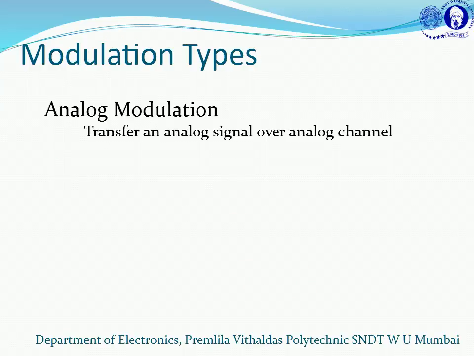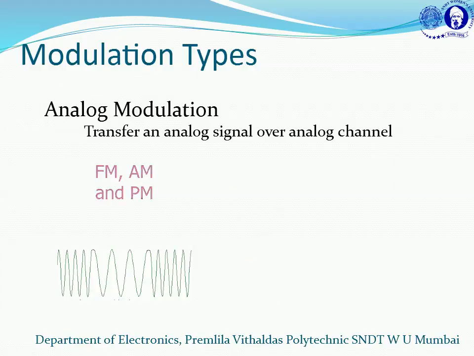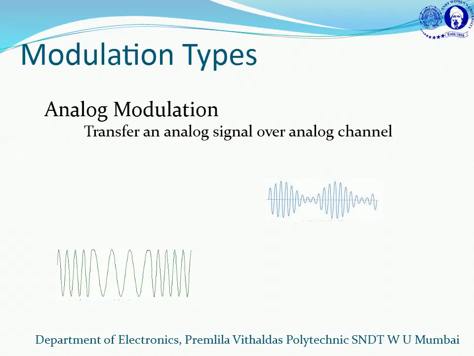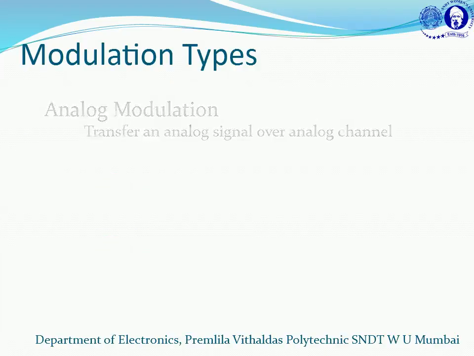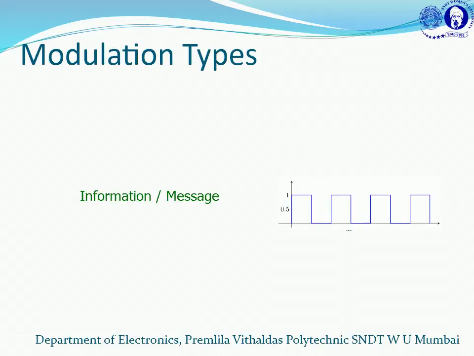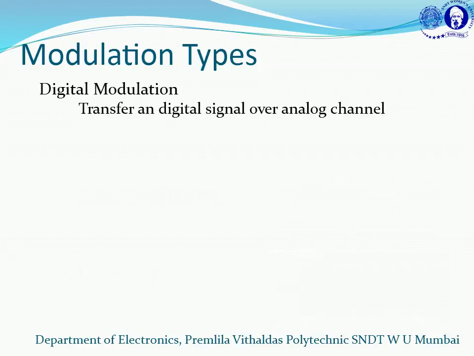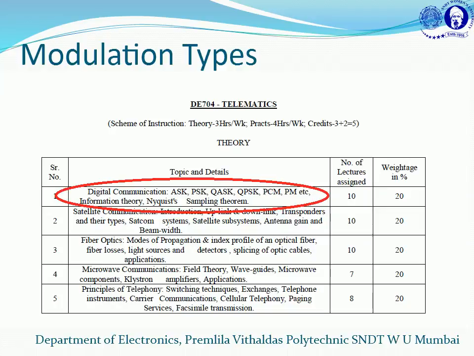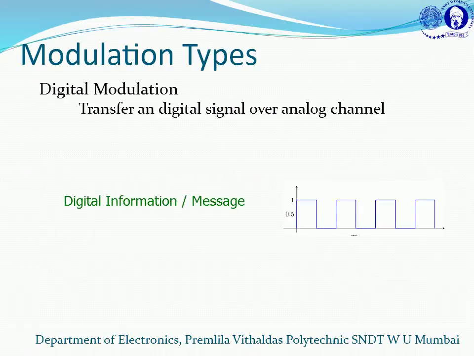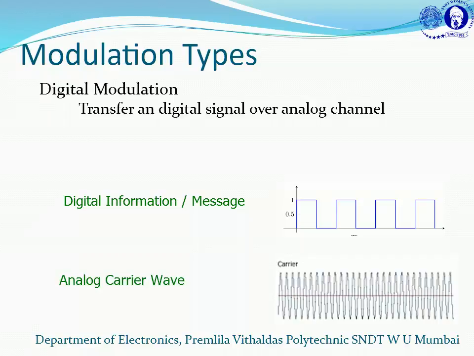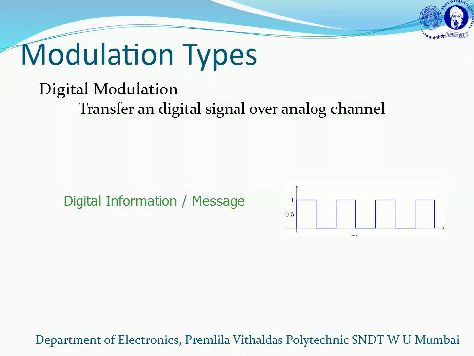So which type of modulation did you learn in your previous semester? FM, AM and PM, correct. Amplitude modulation, phase modulation and frequency modulation. So these all are the types of analog modulations which you learned in your previous semester. Now what if we have information as digital and carrier as analog? So that comes under digital modulation, which is our current syllabus content. Here in our current syllabus we are supposed to learn about digital modulation, where we will be talking about digital information over an analog carrier. So digital information over an analog channel. So this is the principle of digital modulation.